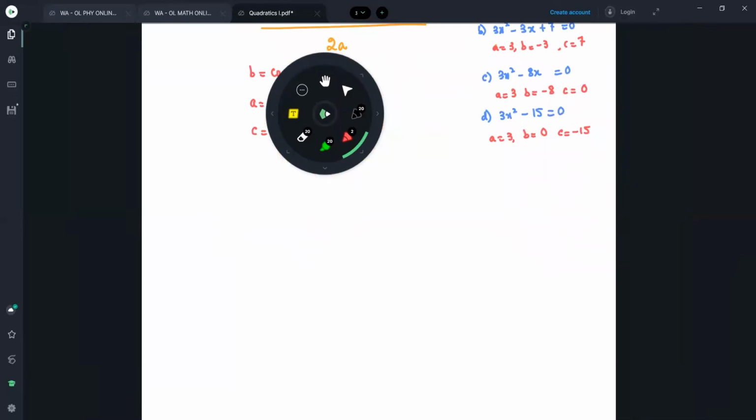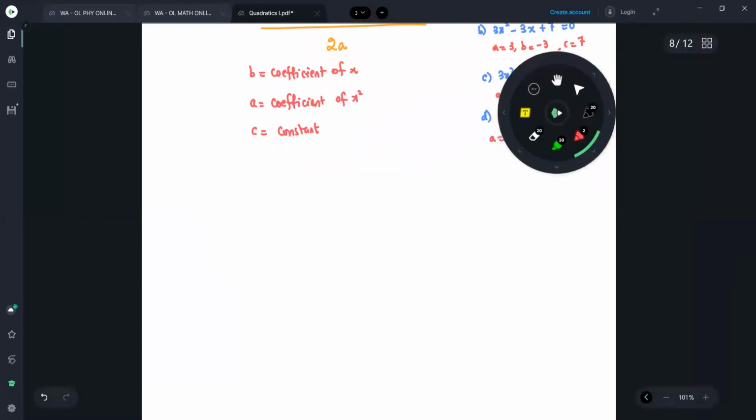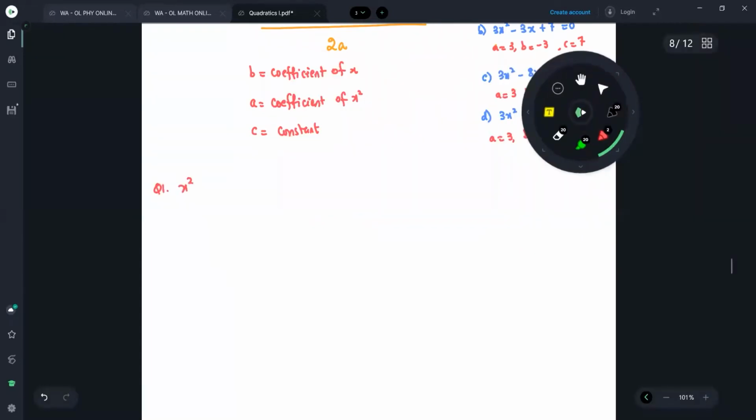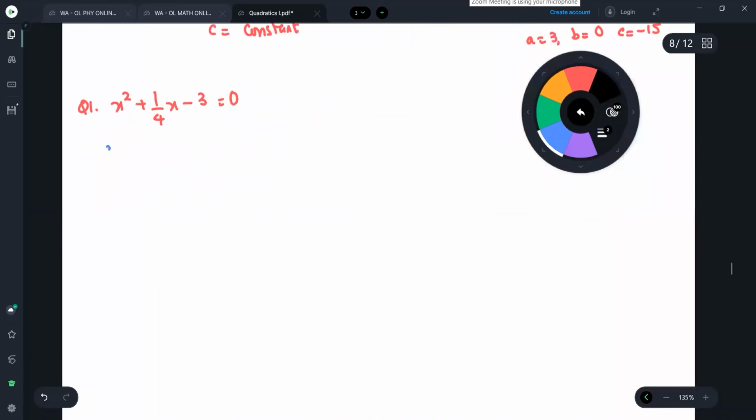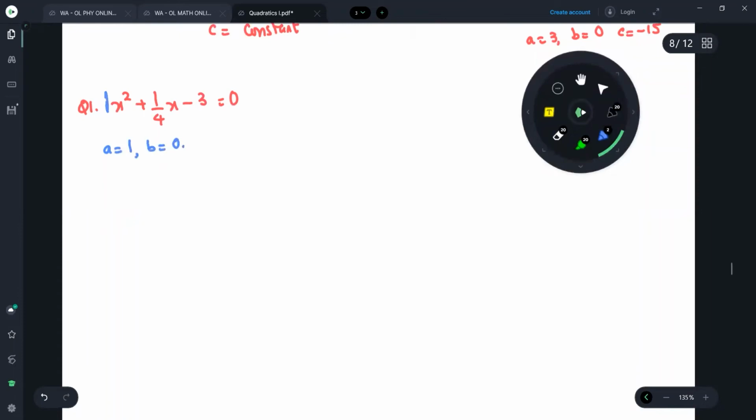Now let's start off with doing a question. Let's pick up a question for quadratic equations, okay? So let's do x squared plus 1 upon 4 x minus 3 equals 0. Now you want to help me out in telling me what a is. a is the coefficient of x squared. If no number is written there, it is always 1. Very good. b is 0.25, or 1 upon 4, and c is minus 3. Very good.